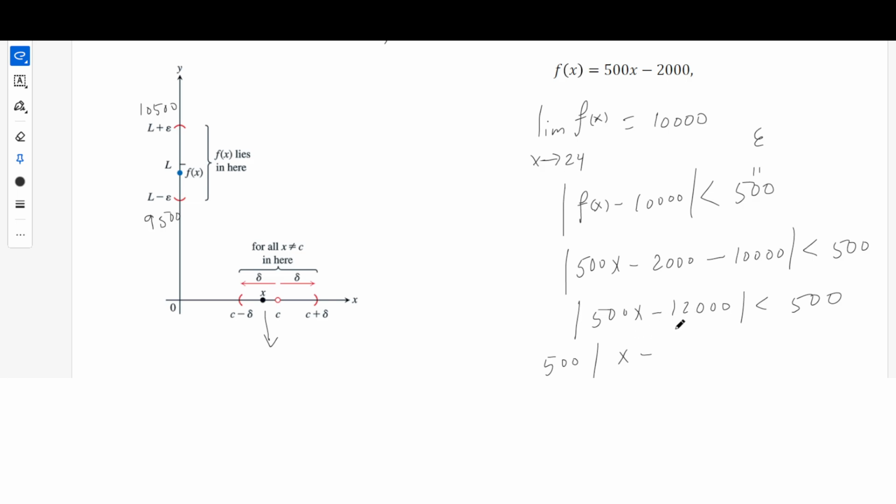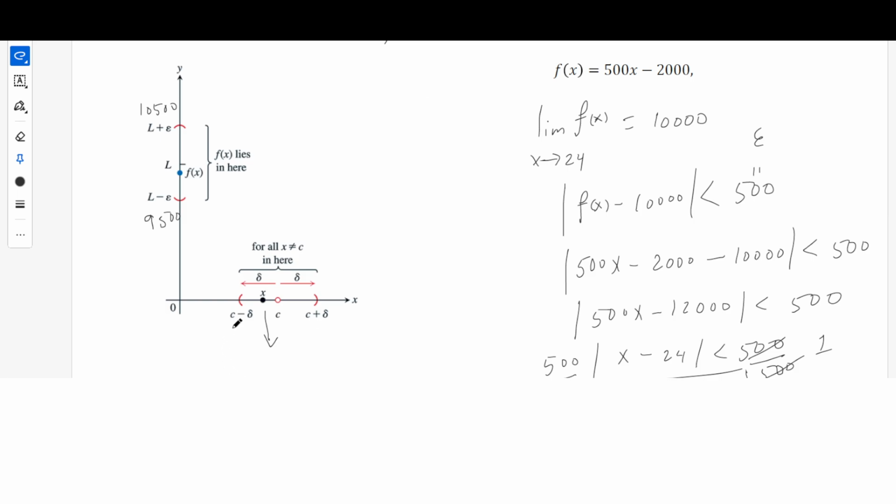So that gives us 24 here. It's an easy one. Now just divide both sides by 500, and that gives us |x − 24| < 1. You see, that is what we're looking for: |x − 24| less than what? 1. So the margin of error for this example is one customer.